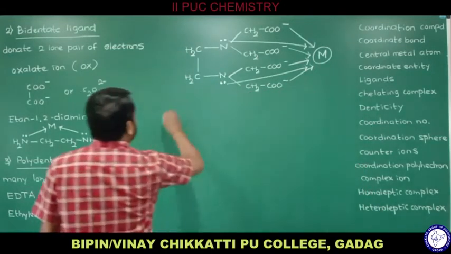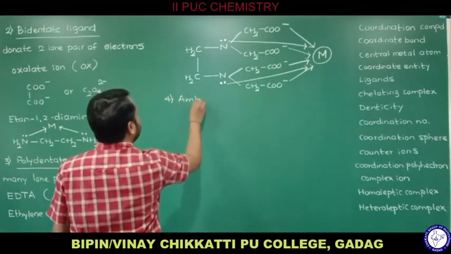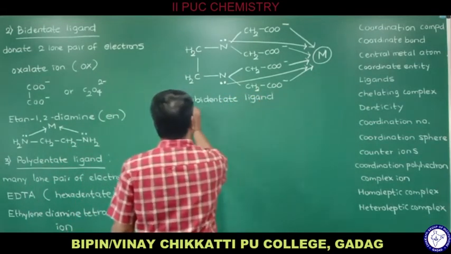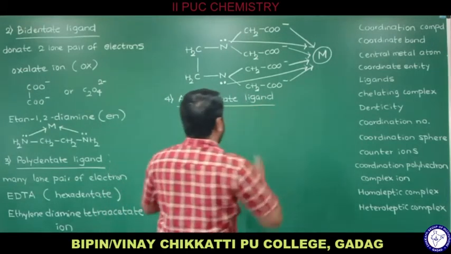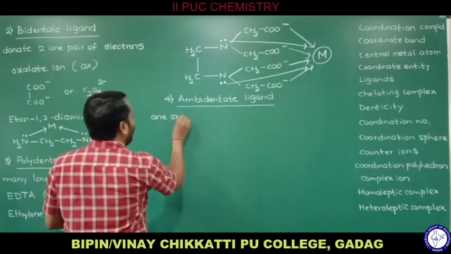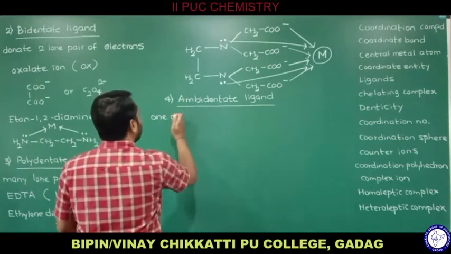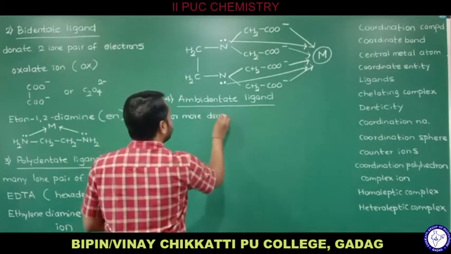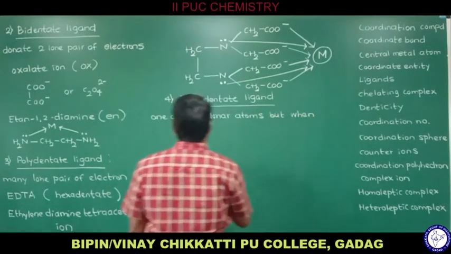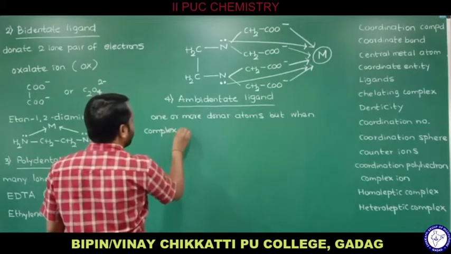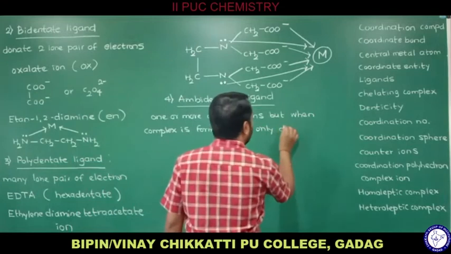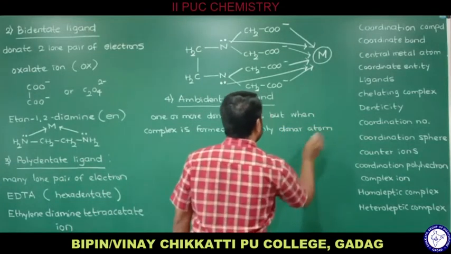We have one more, the fourth one. The fourth one is ambidentate ligand. So in this case, ambidentate ligand. So let me write the statement, very simple statement. Ligands which contain one or more donor atoms, but when complex is formed, only one donor atom is going to attach.